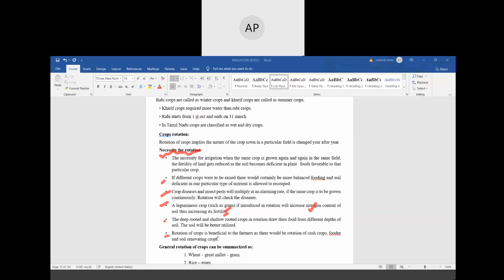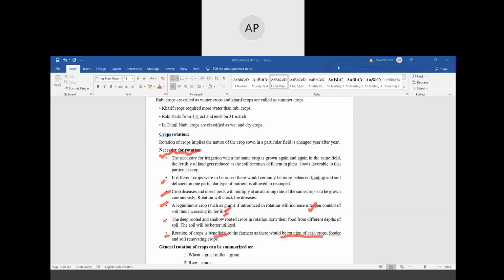Rotation of crops is beneficial. Why? It is beneficial to farmers, as there will be rotation of cash crops, fodder and soil renovating crops.